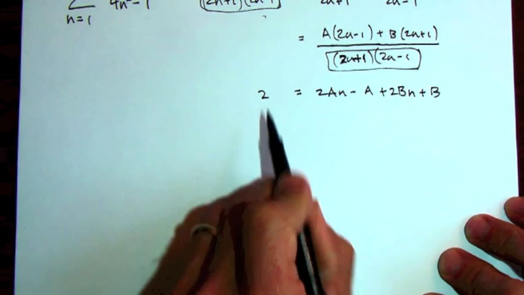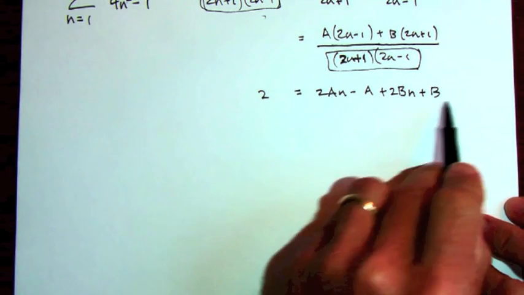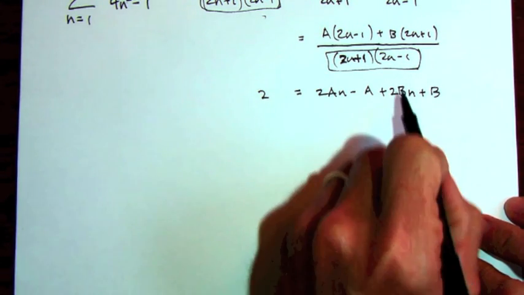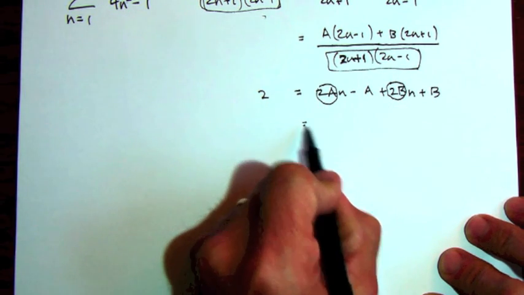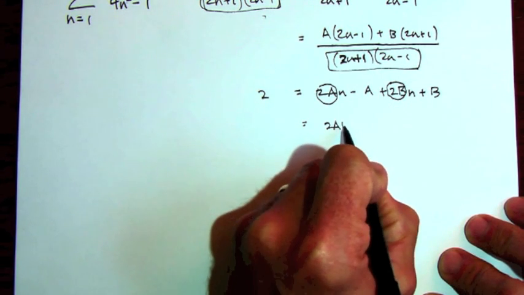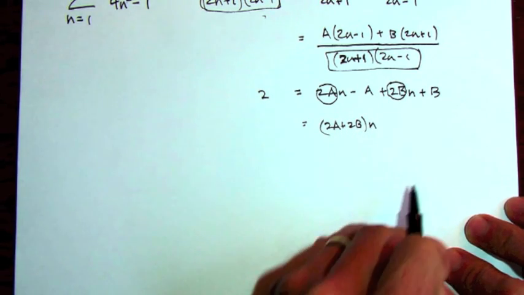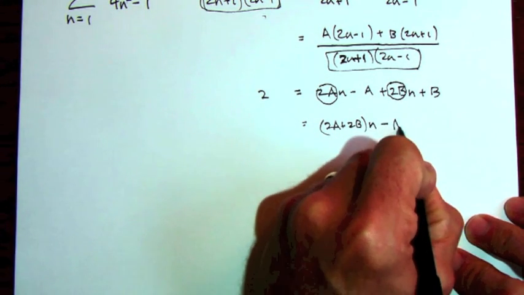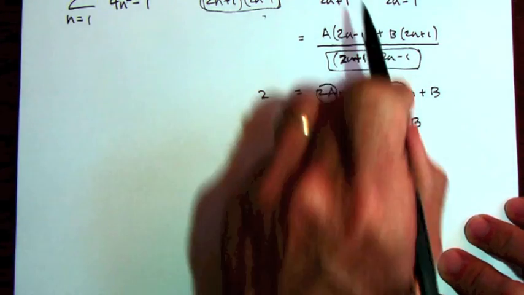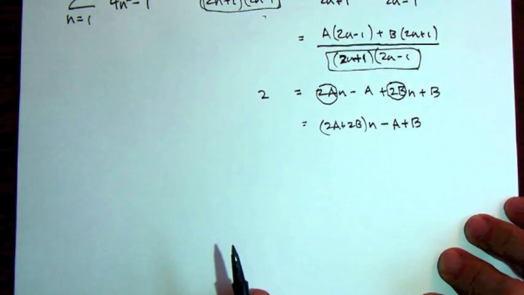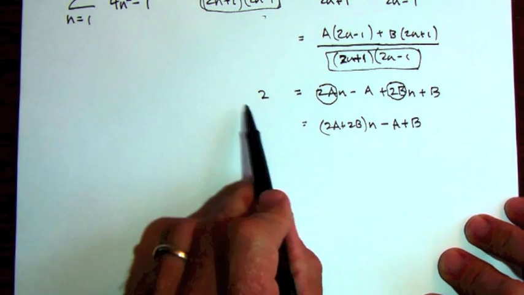So these need to be equal. I need to solve for a and b so that these are equal. Now notice that this is a coefficient of n, and so is this. So let's first combine those. That gives me 2a plus 2b, that's the coefficient of n, and then I have minus a plus b. So now let's compare these. Again, I'm looking at a and b as constants here.